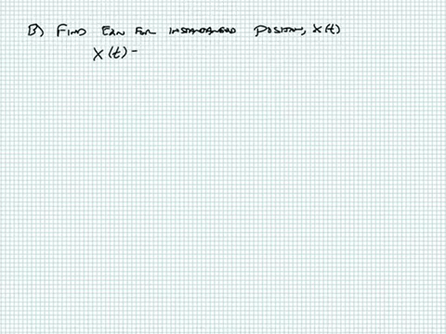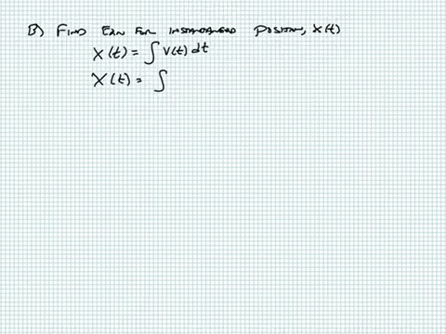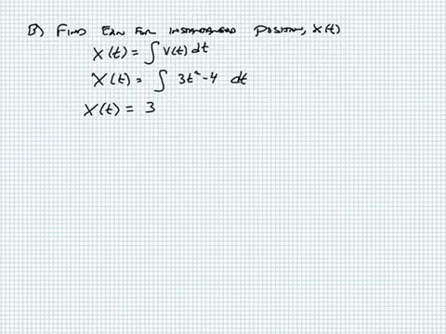Okay, so I'm using the properties of antiderivatives. My position as a function of time is going to be equal to the antiderivative of the velocity as a function of time. So I'm going to take my velocity equation from part A and put it into the integral. I get the integral of 3t squared minus 4 dt. Integrating this, my position as a function of time is going to be 3 times t cubed over 3, minus the integral of 4 dt, which is minus 4 times t.